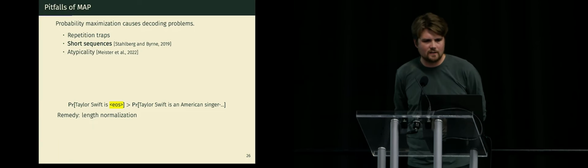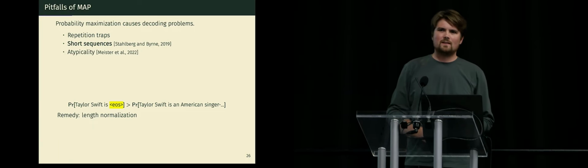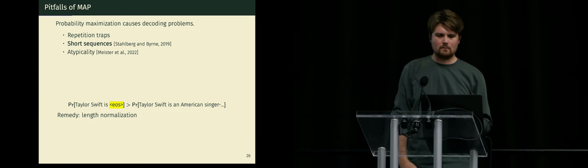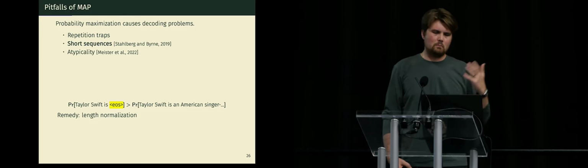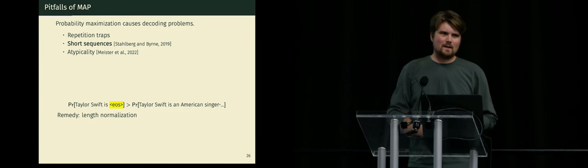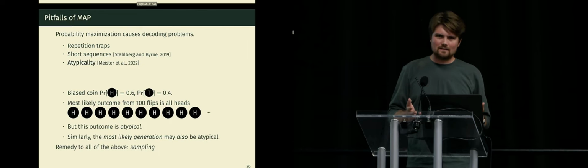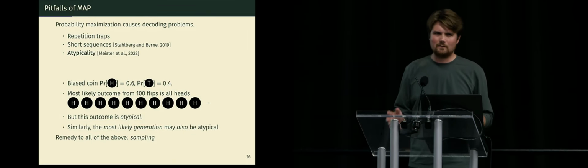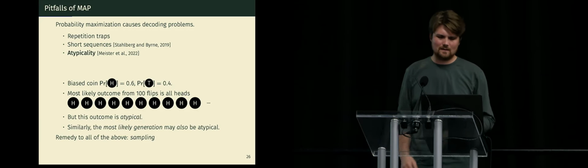The second pitfall we're going to talk about is short sequences. Because as the sequence grows, it monotonically decreases probability, you can end up with the most likely sequence at the end of the day being the empty sequence. People have dealt with this by normalizing the probability of sequences by their length. This is not very well theoretically motivated, but it's a stopgap in practice.